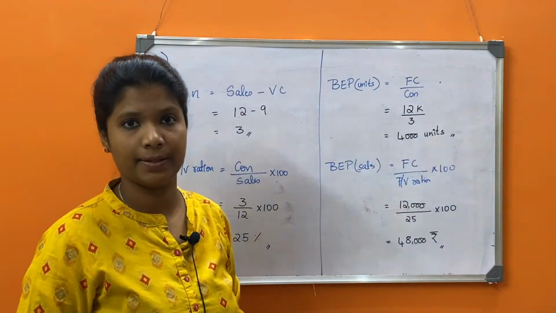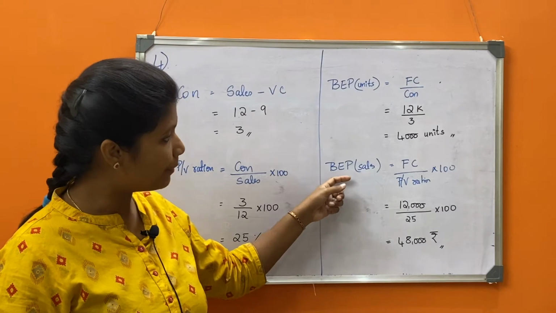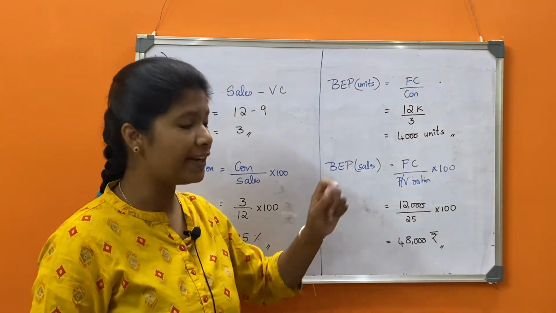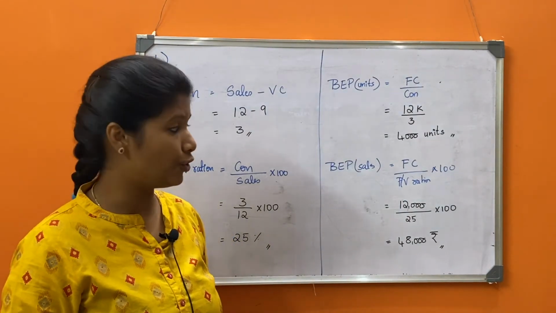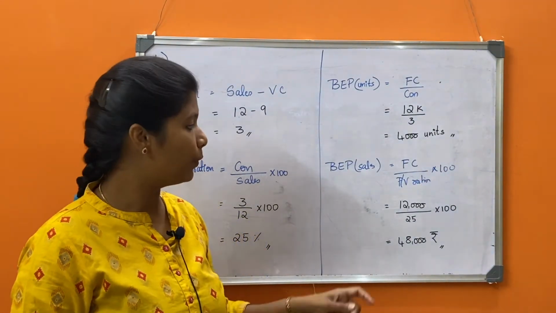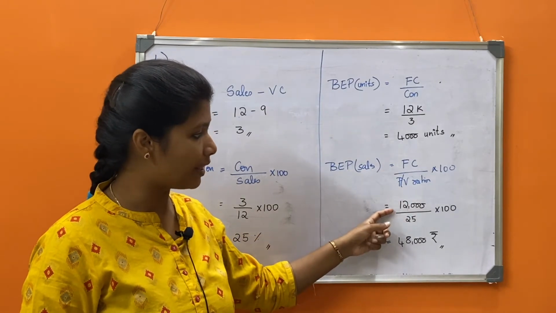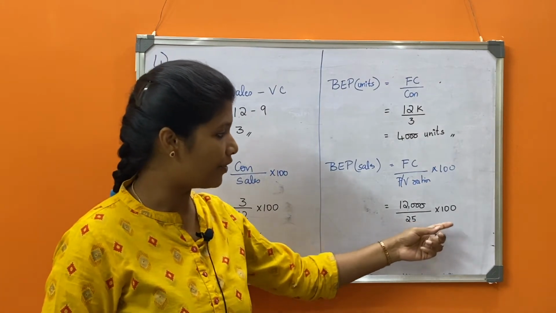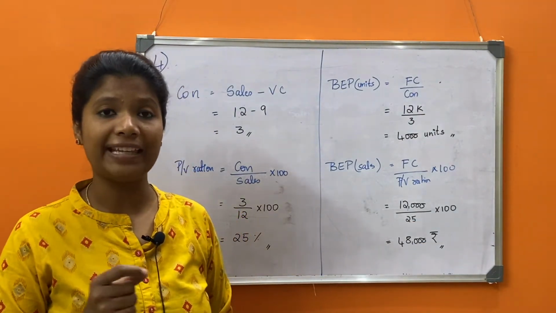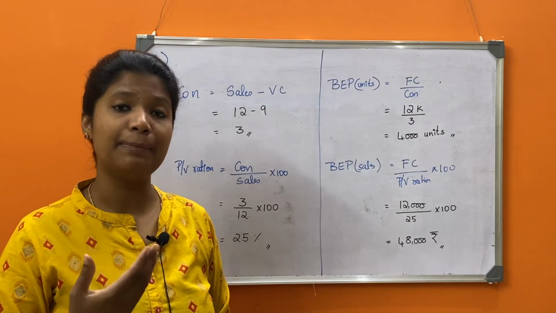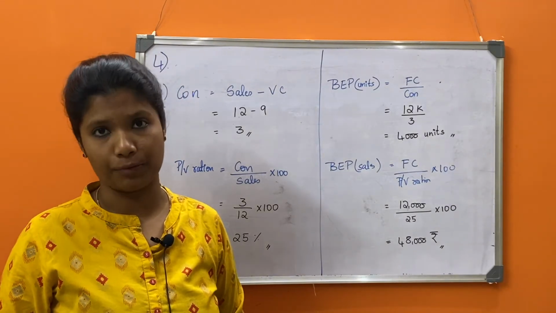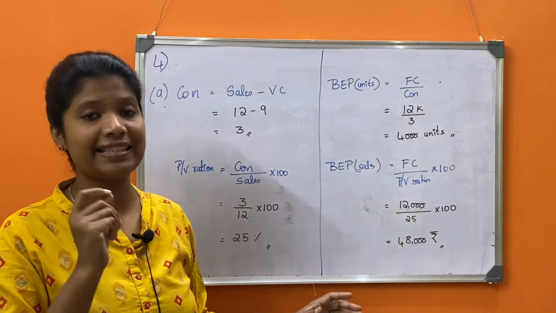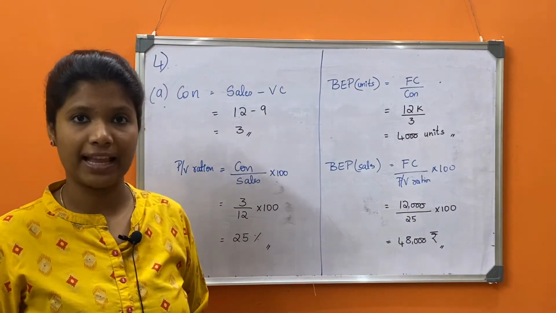4,000 units. Clear? Fourth one, break-even point in terms of sales is fixed cost divided by profit volume ratio into 100, which is fixed cost 12,000, PV ratio what you have found out here 25 into 100, you will get the answer 48,000 rupees as the break-even point sales amount. Clear? So these 4 formulas belong to the first question as A. Okay, let's find out the next 3 questions.